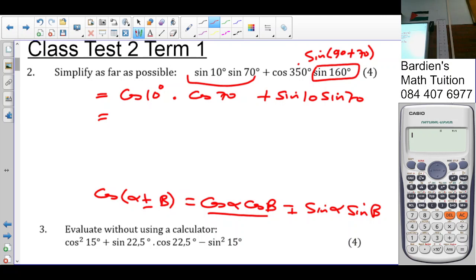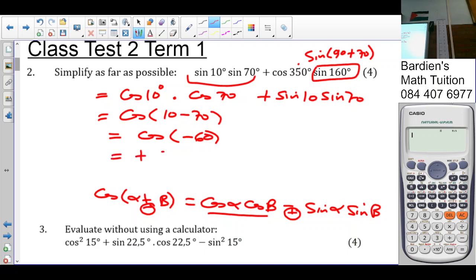Cos alpha cos beta plus sine alpha sine beta is going to become cos(alpha minus beta). Can you see that? So in other words, it's 10 minus 70. What is 10 minus 70? Negative 60. Which quadrant is negative 60? Okay, if it's a negative angle, what do we do? Add 360. So what is 360 minus 60? Which quadrant is that in? Fourth quadrant. Is cos positive or negative? Positive. Cos 60.